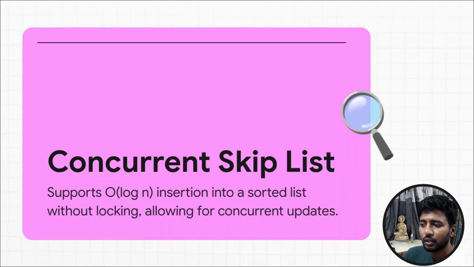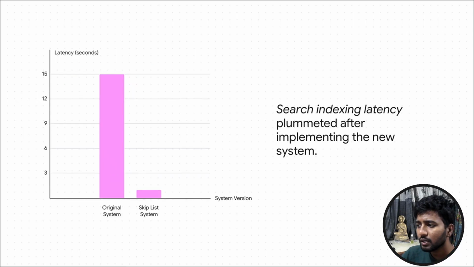We use document IDs for searching. We use a skip list for faster insertions, and it supports O(log n) insertions in a sorted list without locking. Without locking, that's the real point, allowing for concurrent updates. It supported concurrency, right?